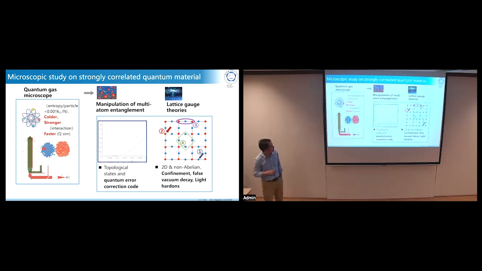And with this, I will show you that with a quantum gas microscope, we want to have an even colder system, we make even further deep cooling. We have a faster quantum simulator. We increase the repetition rate for collecting data. We increase interaction among the atoms, make a stronger interaction. And finally, we study the many atom entanglement. We simulate the lattice gauge theory. We can also study the so-called confinement physics, false vacuum decay, also the light hadrons, the spectrum of the light hadrons. This might also be used for studying the quantum error correction code.